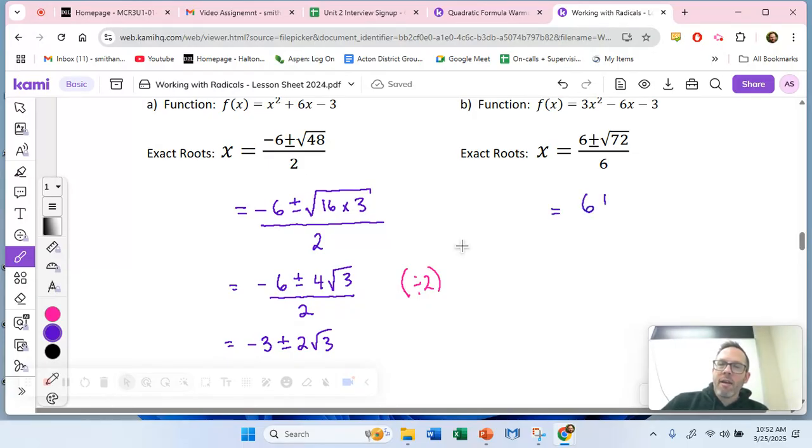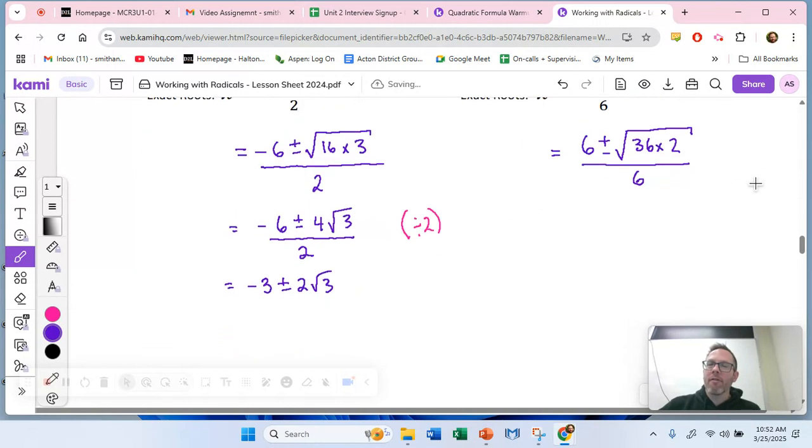But yes, 36 goes into 72. It's the biggest one we can do. We can write 72 as 36 times 2. This one's amazing. Look how simple this one gets. The root of 36 is exactly 6. We're just using our skills from the previous page.